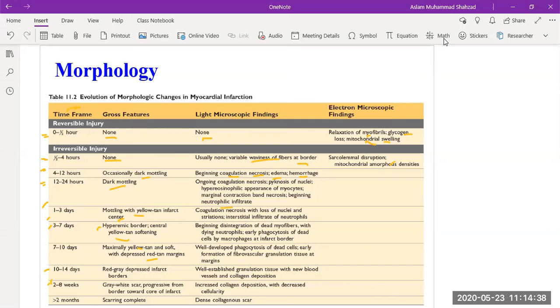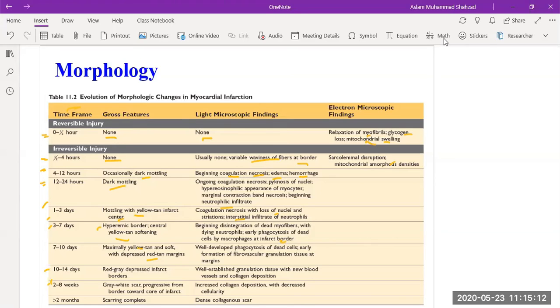The coagulation necrosis increases with the loss of nuclei. As we know, it started with pyknosis of the nucleus. From 1 to 3 days, the nucleus becomes lost, along with the coagulation necrosis. And then we found interstitial infiltrates of neutrophils. Then with 3 to 7 days, disintegration of the dead myofibers occurs, neutrophils die, and then phagocytosis of the dead cells at the borderline occurs.